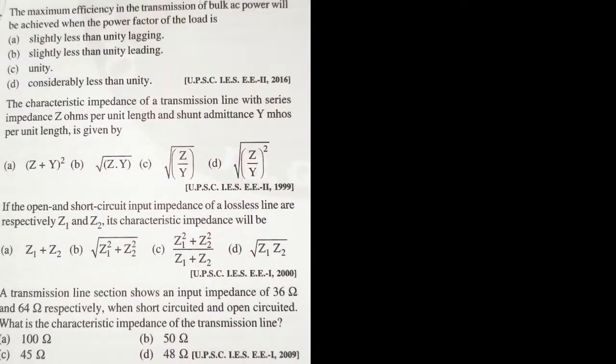Now, the next question is about the maximum efficiency in the transmission line. That is, transmission of bulk AC power will be achieved when the power factor of the load is what? That is the question. So that is very simple. Kindly go through the notes. I am giving a small hint for this because I cannot solve this. All those things I cannot prove here. So my suggestion is, please go through the notes once.